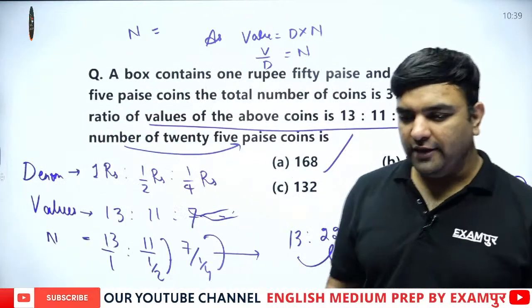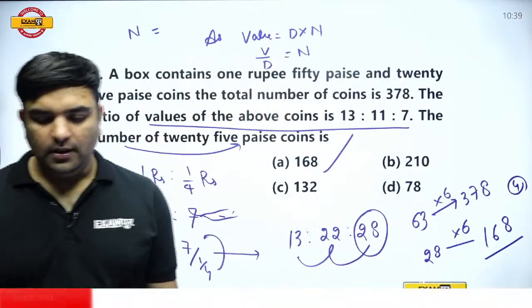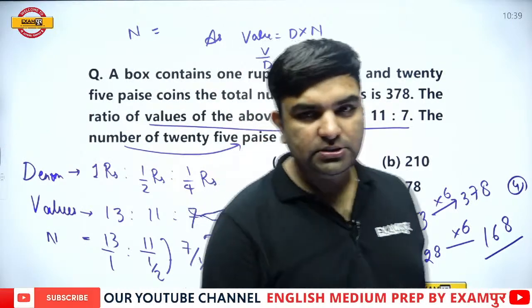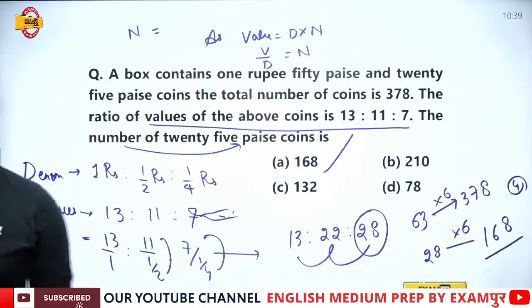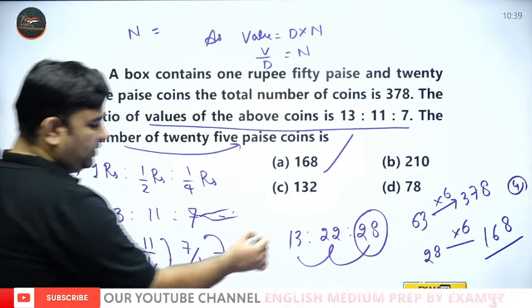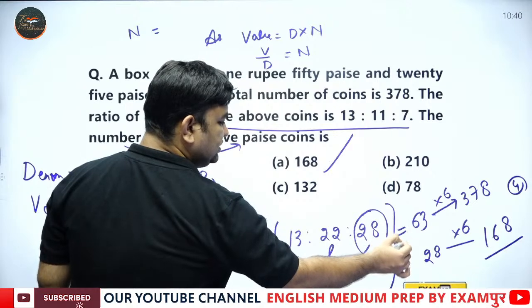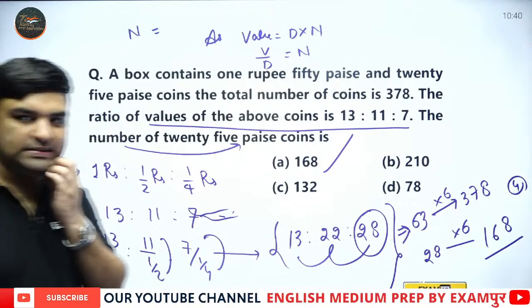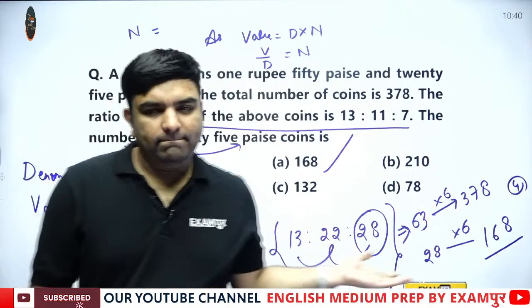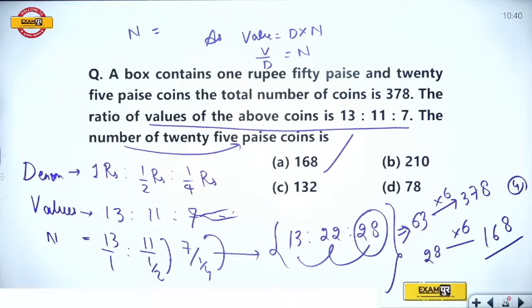The value ratio was given, and the denominations we also know, so we can find the number ratio. This was our number ratio. According to this, the total was 63, which is given as 378. So, like this. Any issues whatsoever, guys?